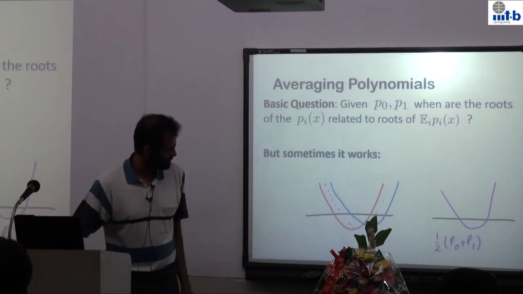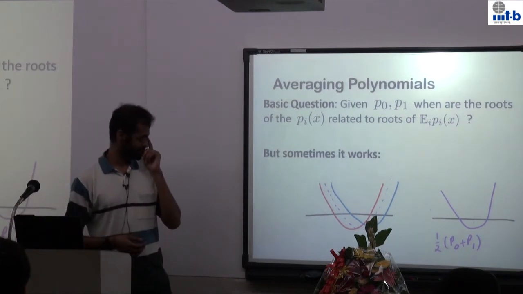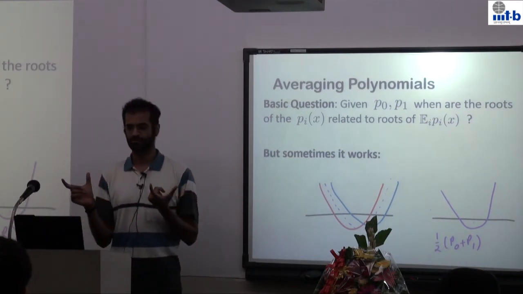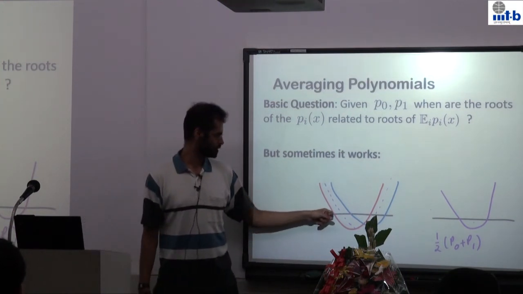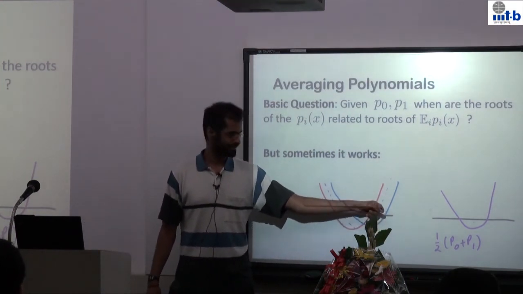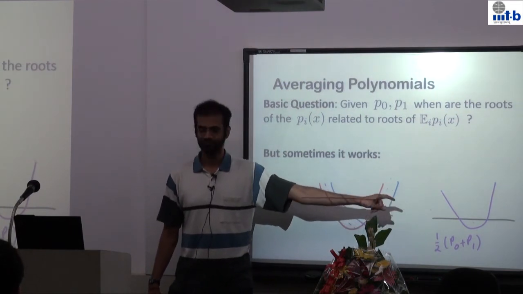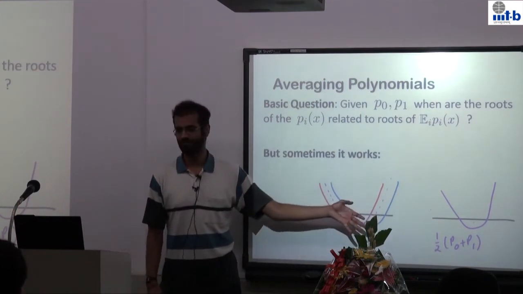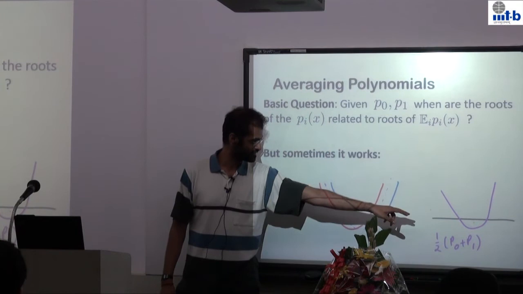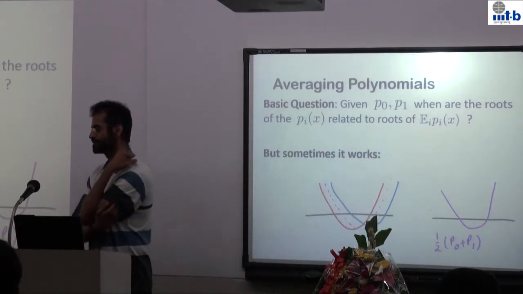But sometimes something very nice happens. Here's an example where something nice happens. If I move these two quadratics so the roots alternate, like in this picture, suppose I have roots 1, 3, and 2, 4. Then you can check that the average polynomial looks like that. It has real roots, and the roots of the average lie in the convex hull of the corresponding roots of the individual polynomials. Not uniform averages, but in the convex hull.